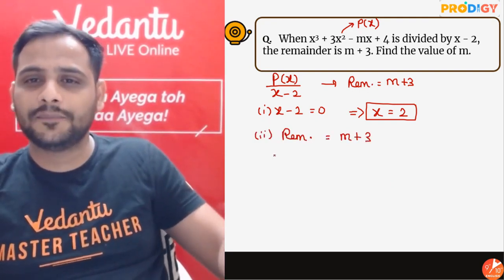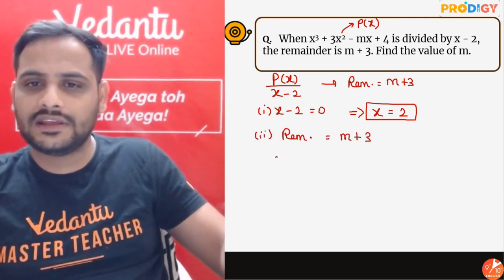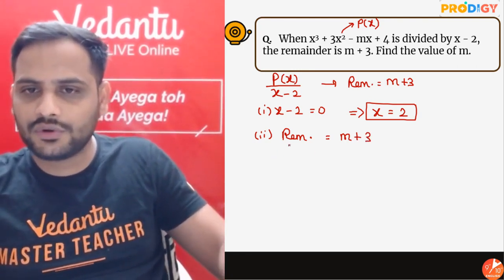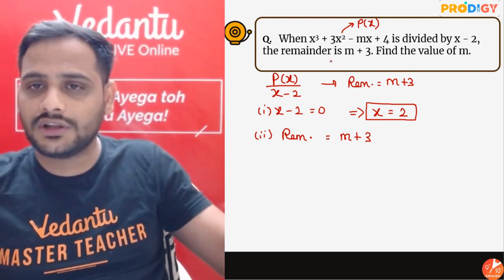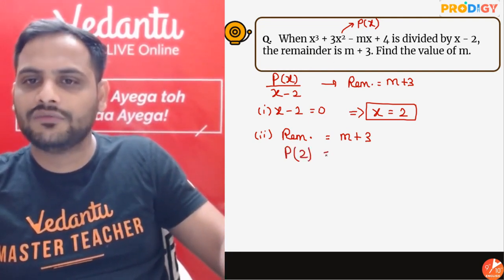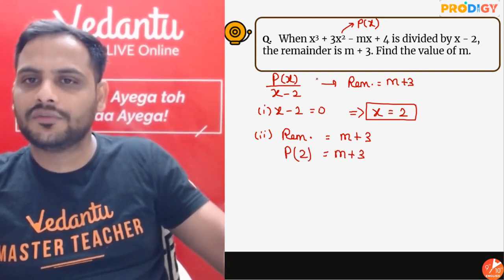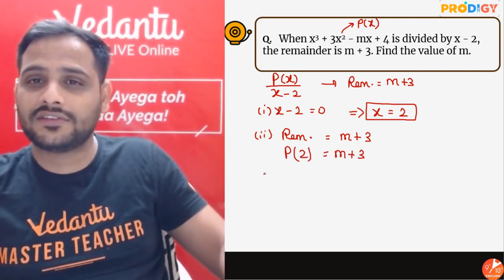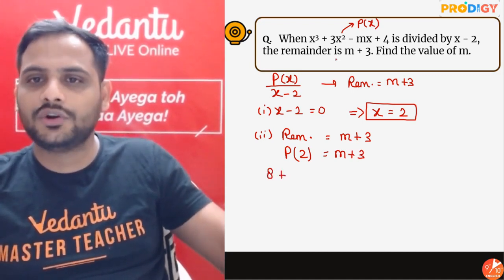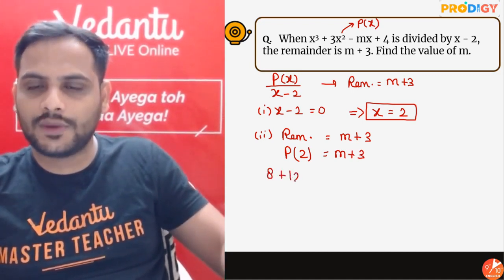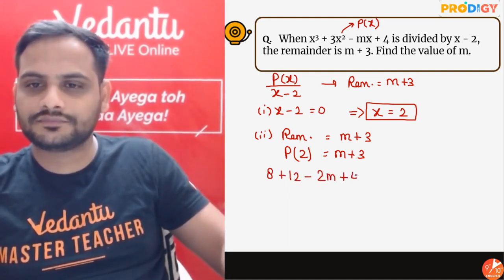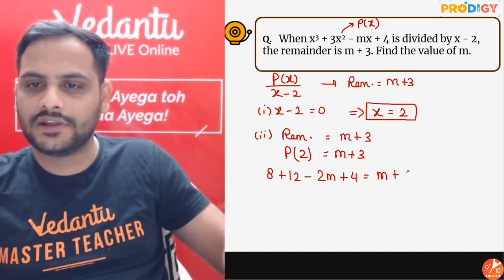So according to the remainder theorem, the remainder will be p of, what is the value of x you have got? p(2) will be equal to m plus 3. So p(2), in the polynomial, in place of x, write 2. So 2 cube is 8 plus 2 square is 4 into 3 is 12 minus m into 2 is minus 2m plus 4 equal to m plus 3.